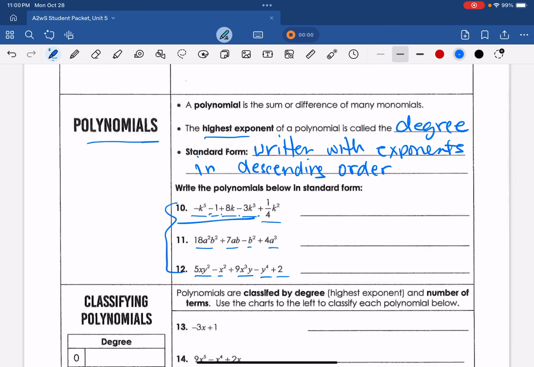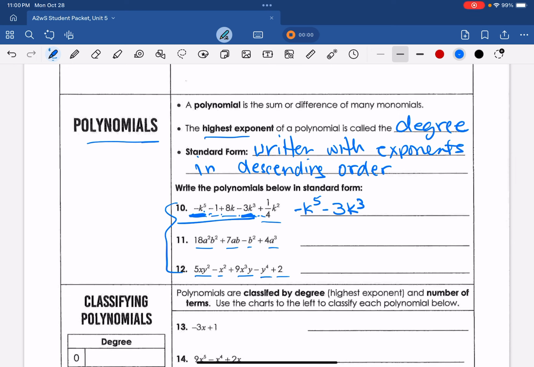So number 10, for example, the variable here is k. So we've got a negative k to the 5th minus 1 plus 8k minus 3k to the 3rd plus 1/4 k squared. So if we're going to put this in standard form, we're looking for the highest exponent on these k's. We can see that this is going to be our highest exponent, where it's a 5. So that's going to be the first term, negative k to the 5th. Now we're going to work our way down. So if we're starting with 5, the next one we're going to look for is a 4, and we see that there's not an exponent of a 4. So we're going to skip to the next one, which is a 3. So the next term in line is going to be negative 3k to the 3rd.